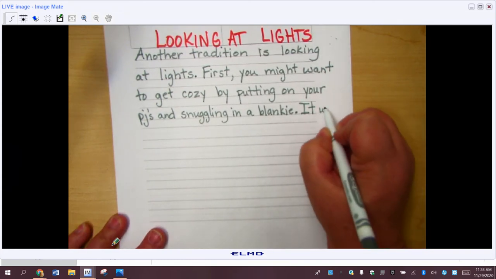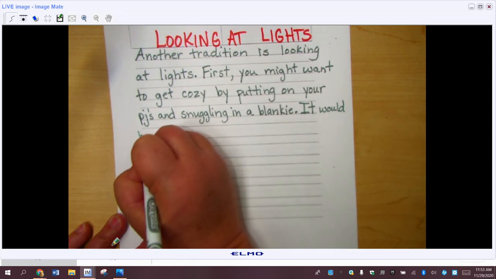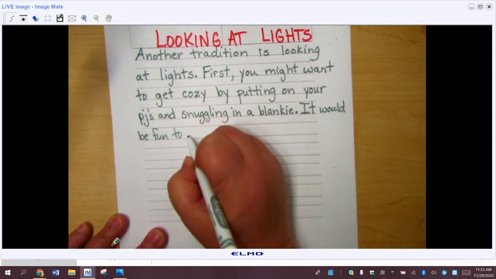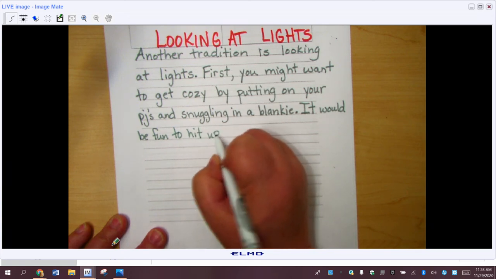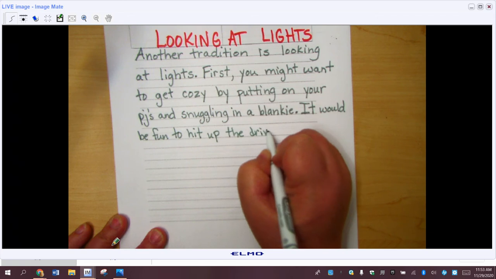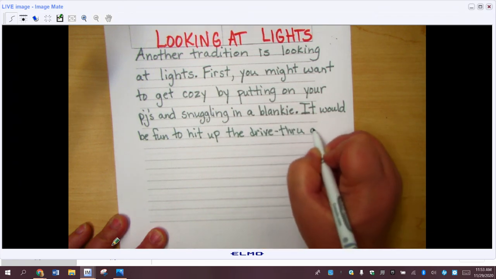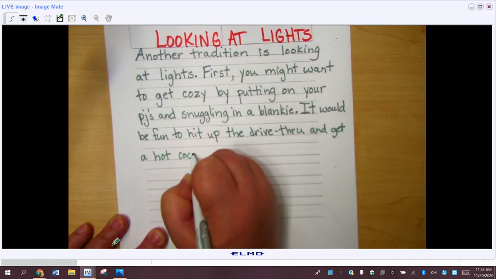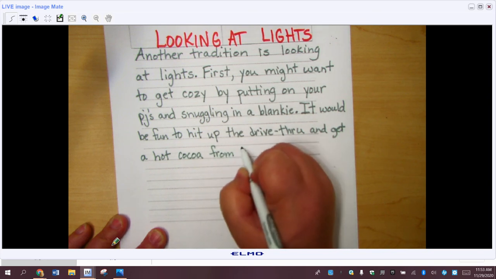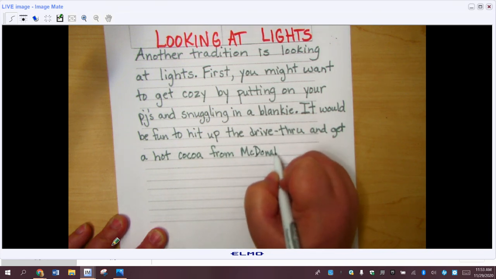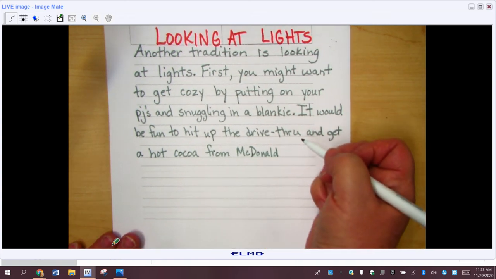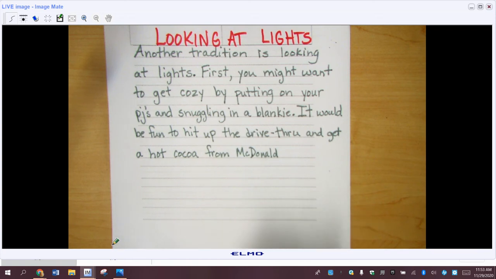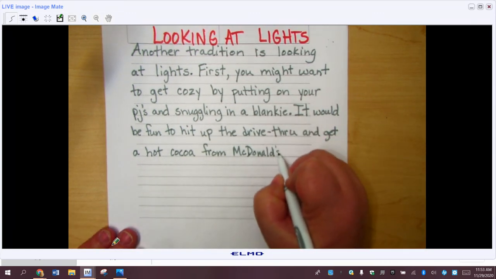It would be fun to hit up the drive-through and get a hot cocoa from McDonald's. And by hit up, you know that means you're not gonna hit the drive-through. It just means like just to go to. I'm trying to have some fun with my word choice here. So it'd be fun to hit up the drive-through and get a hot cocoa from McDonald's.